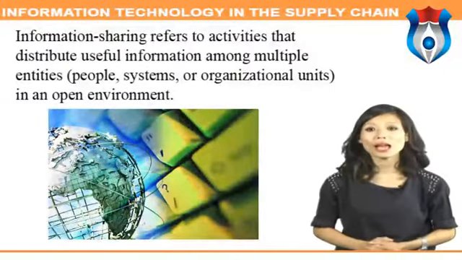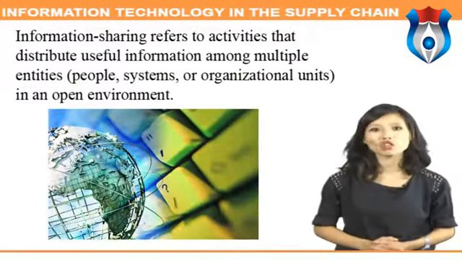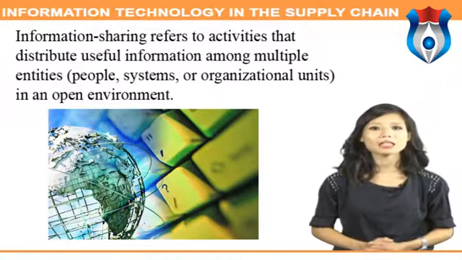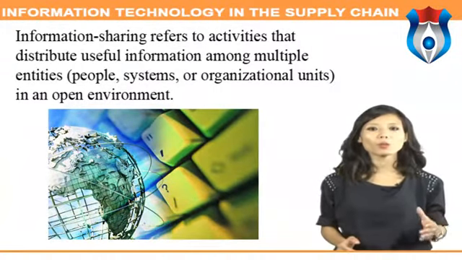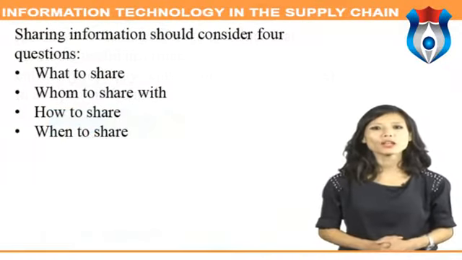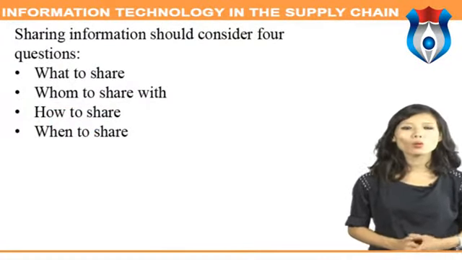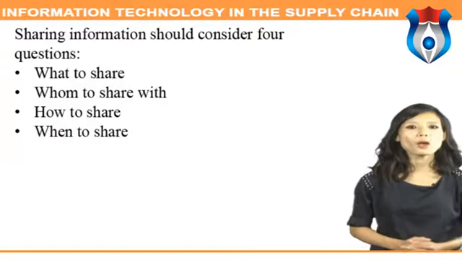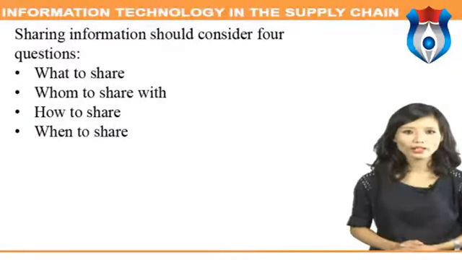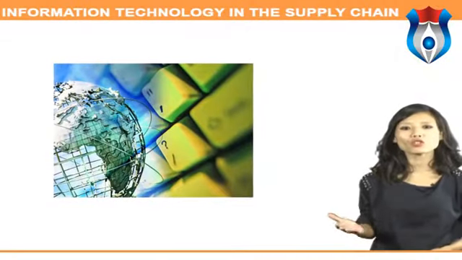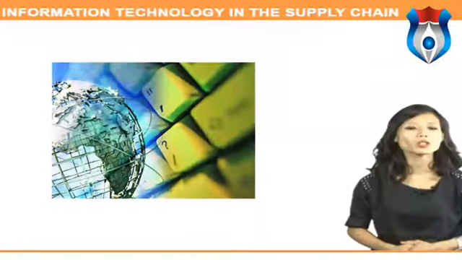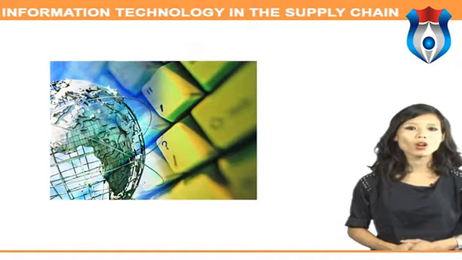Information sharing refers to activities that distribute useful information among multiple entities, people, systems or organizational units in an open environment. Sharing information should consider four questions: what to share, whom to share with, how to share, and when to share. Better answering these questions can greatly improve information sharing results, avoiding overload or deficiency, reducing sharing cost, and being more responsive.